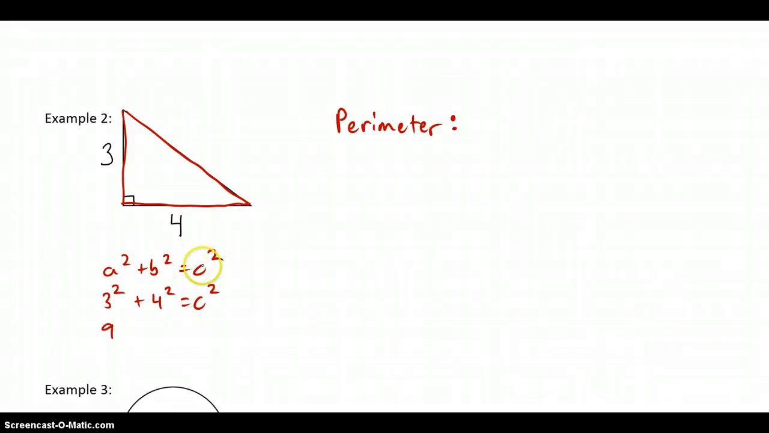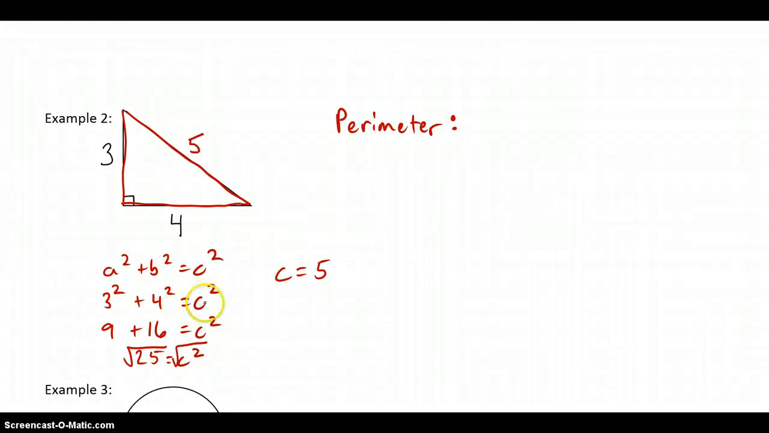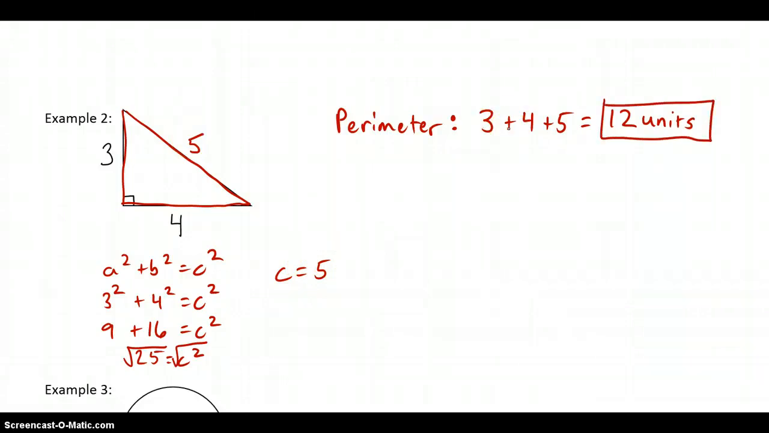So I have 9 plus 16. 9 plus 16 is 25. Now to solve for C, I need to take the square root of both sides. So I'm left with C equals 5. So the hypotenuse of this triangle is 5. So my perimeter is going to be 3 plus 4 plus 5, which gives me a grand total of 12. And again, perimeter is a linear measurement, so it's 12 units long.